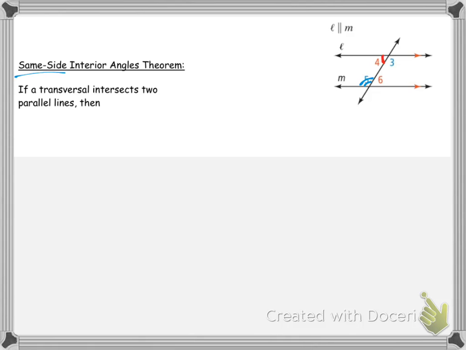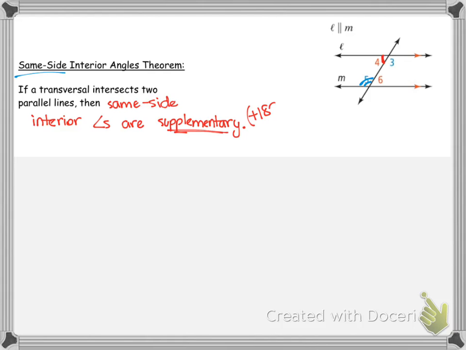And that is that same side interior angles are supplementary. So they aren't congruent to one another. They add to 180. So we know that corresponding are congruent, alternate interior are congruent, and same side are supplementary. They add to 180. That's what that means.